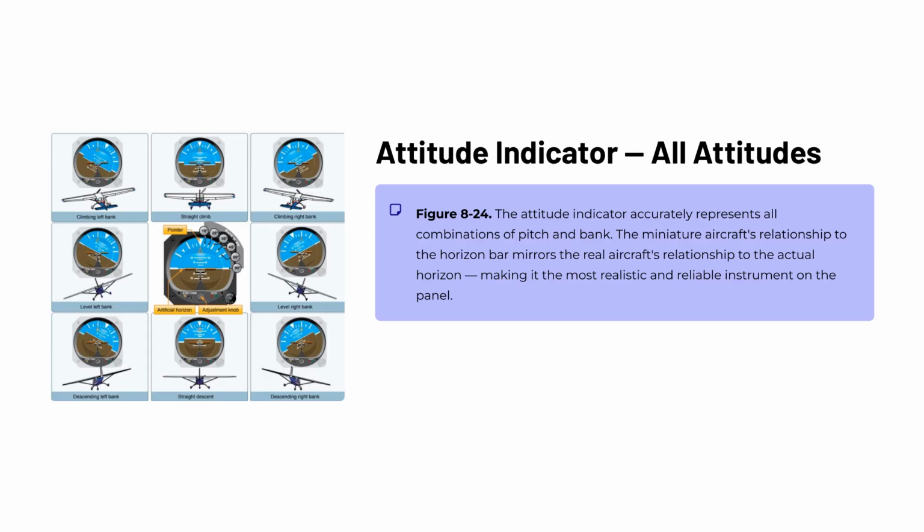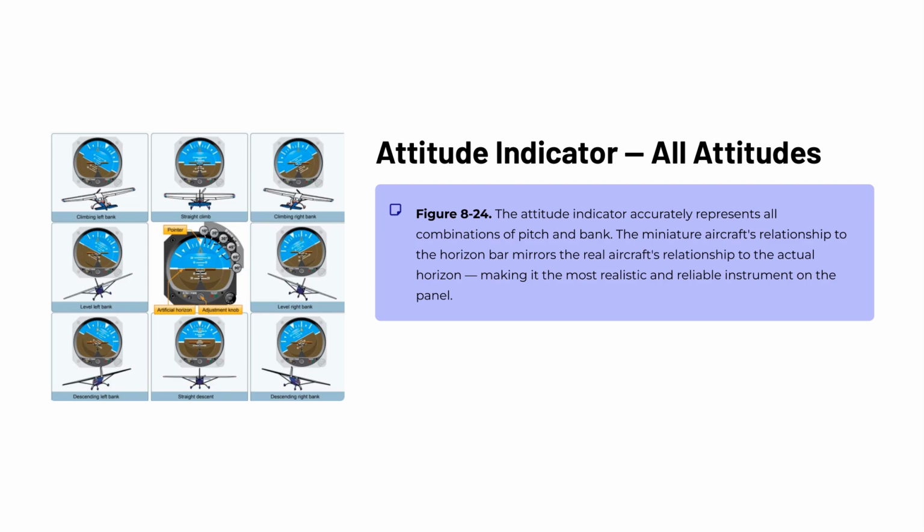The attitude indicator is often considered the most important instrument in the panel, and for good reason. Unlike other flight instruments that infer aircraft attitude from pressure changes or gyroscopic precession effects, the attitude indicator gives you a direct, visual representation of exactly what your aircraft is doing in 3-dimensional space. Every combination of pitch and bank, whether you're in a shallow coordinated turn, a steep climbing bank, or an unusual attitude, is accurately displayed in real time.